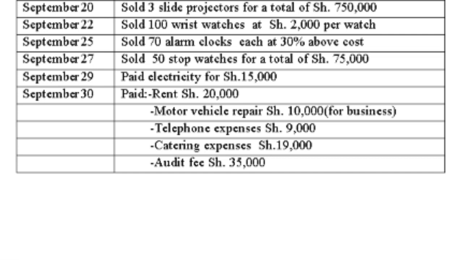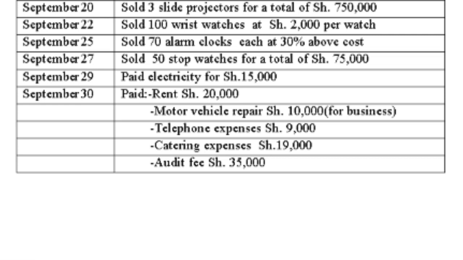Then September 29, paid electricity at 15,000. Electricity is an input into the business and it attracts VAT at 16%. So they paid 15,000 to the supplier, Kenya Power, and that was inclusive. So that being an input goes to the input side of our VAT account.